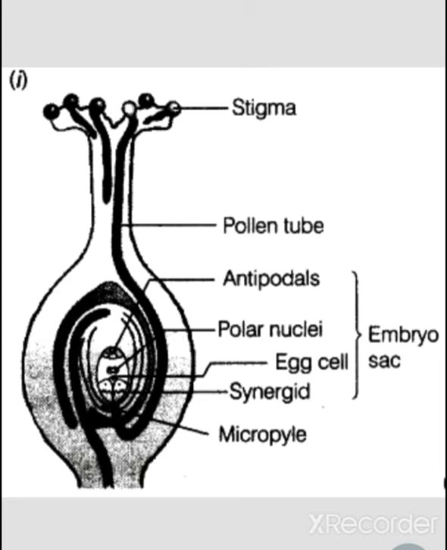Its movement depends upon the chemicals secreted by the synergids, or we can say that it shows a chemotactic effect, that is, movement toward the chemicals. After pollen tube formation, the synergid cell degenerates. After the development of the pollen tube, there is a need for the entry of the pollen tube into the ovule.